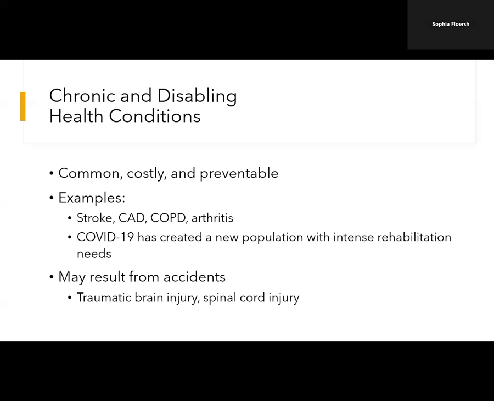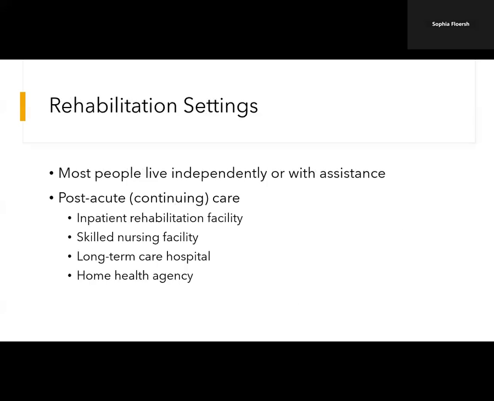COVID-19 has created a new population with intense rehab needs, just because of the nature of COVID-19. We have a lot of people that got very sick from it and developed other chronic disabling health conditions. And you can also have it result from accidents. You can be a completely healthy individual. Like, let's say you're 24 years old, you get into a motor vehicle accident and you get a traumatic brain injury. Now you are also requiring a long-term care facility. Same thing with your spinal cord injuries.